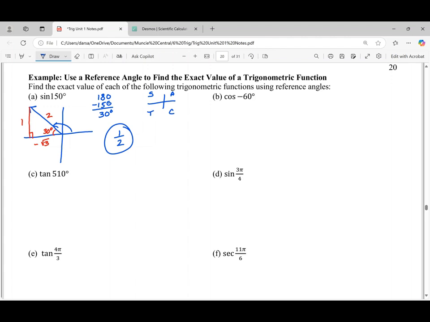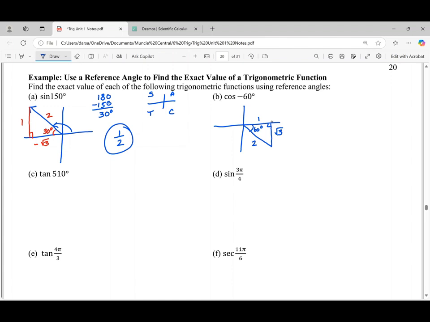All right, let's try the cosine of negative 60 degrees. So first we draw our angle. Remember, negative means we go in a clockwise direction. So we're going to go 60 degrees this direction, which means we automatically have our reference angle. That's nice. So this is again a 1, 2, square root of 3 triangle, but 60 is the biggest angle. So the square root of 3 goes over here. 1 will be opposite the 30-degree angle, which is here, and 2 is here.